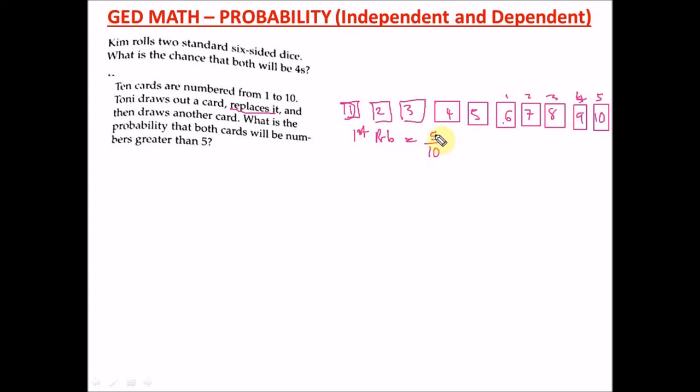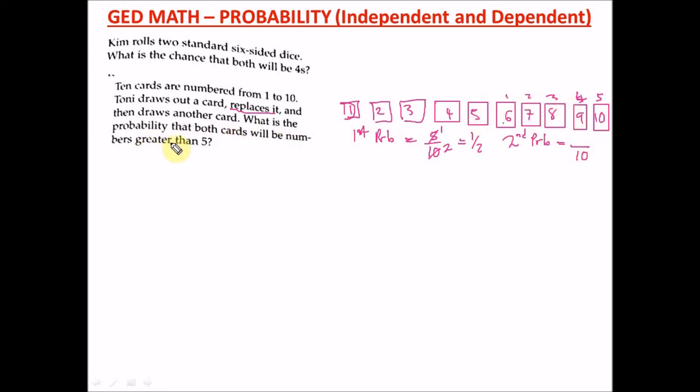All right. So here we can reduce this: 5 in 5 is 1, and 5 in 10 is 2. So the probability of the first card being a number greater than 5 is what? 1 over 2. Now, what's the probability of the second card being a number greater than 5? Remember, when she drew out the card, she replaced it immediately before selecting another card. So it means our total possible outcome for the second selection will still be what? 10.